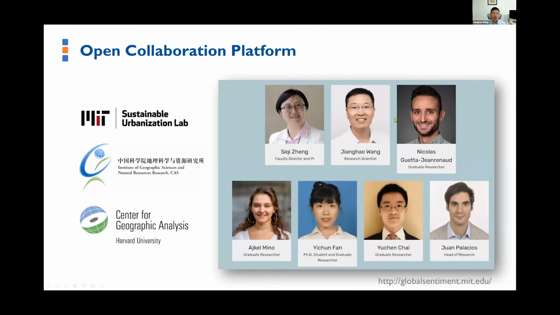This is an open collaboration platform initiated by the MIT Sustainable Urbanization Lab and also the Chinese Academy of Science. We also collaborate with Harvard University's Center for Geographic Analysis, which provides several years of geotagged social media data. Our team has Professor Siqi Zheng as the PI. I am also a research scientist there, and I am leading several young talented scholars to finish this work.